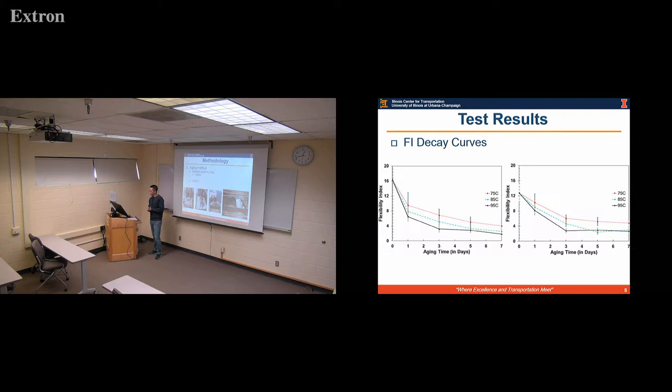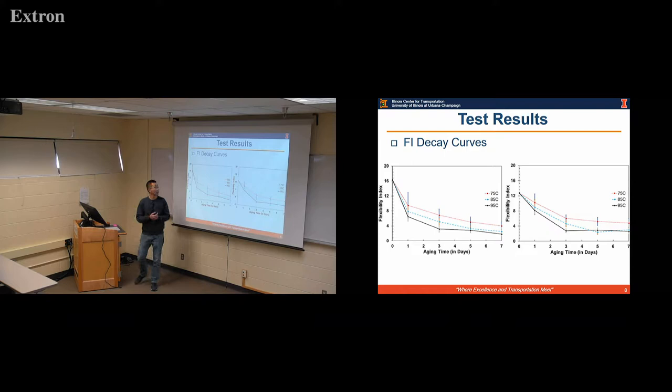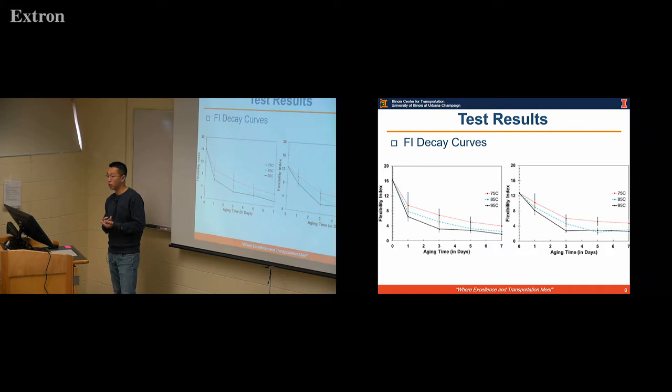I'll jump to the test results. The first part is the FI-aging time curves. These two mixes, plant mix 2 and plant mix 3, we tested under three temperatures, 75 C, 85 C, and 95 C, with aging duration from 1 day to 7 days. As you can see, flexibility index decreases consistently after aging. With higher temperature, the asphalt concrete receives more aging. And of course, with a longer aging time, the asphalt concrete receives more aging too.